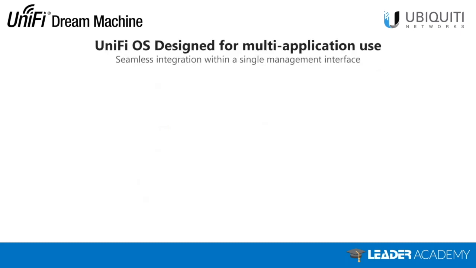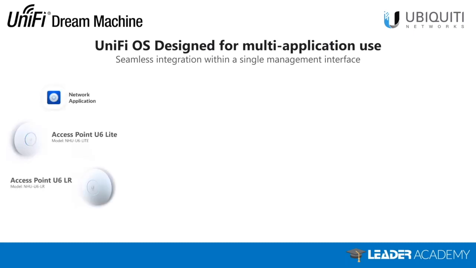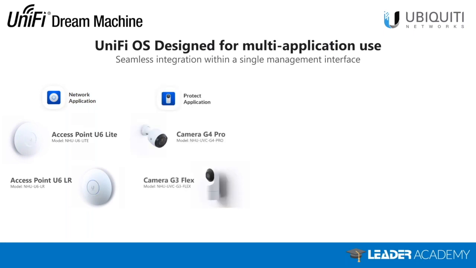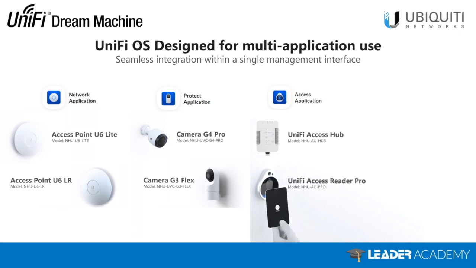Now, as we've gone through, the UniFi Dream Machine Pro has all of the OS applications, specifically Network for all the access points, as well as Protect for all the UniFi cameras, like the G4 Pro and the G3 Flex. You've also got Access, which is a new addition to the UniFi suite of devices. We've got the Access Hub, and you've also got the Access Hub Reader Pro and Lite.